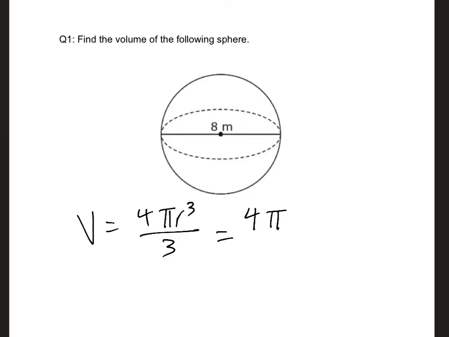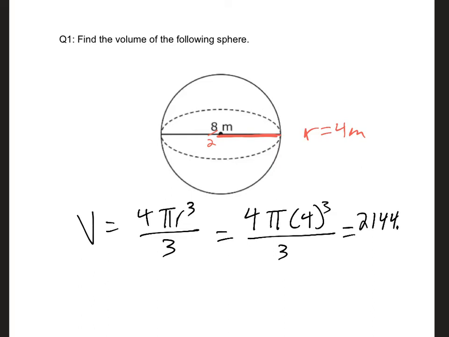Well, given that this sphere has a diameter of 8 meters, our radius is going to be half of that diameter, so our radius is going to be 4 meters. So we just take that value of 8 divided by 2. So 4 times pi times 4 raised to the power of 3, all divided by 3. And I worked that out in my calculator. I ended up with 2,144.66 meters cubed.